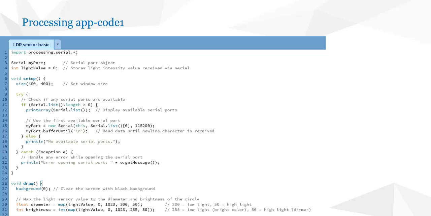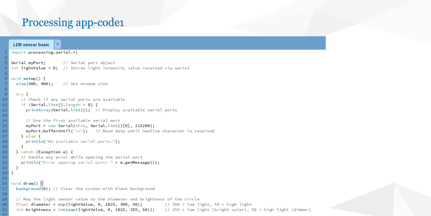The setup method of Processing will be called only once. In this method we need to read data received from the Arduino. I will check if any serial port is available. I will use an if statement, and the Serial.list method will return the number of available ports.